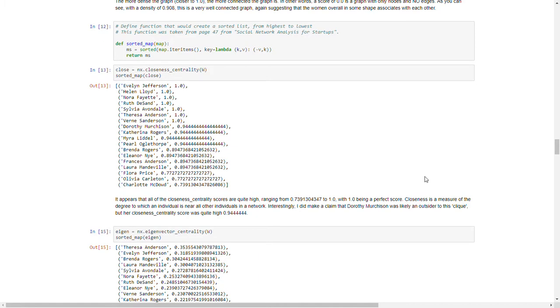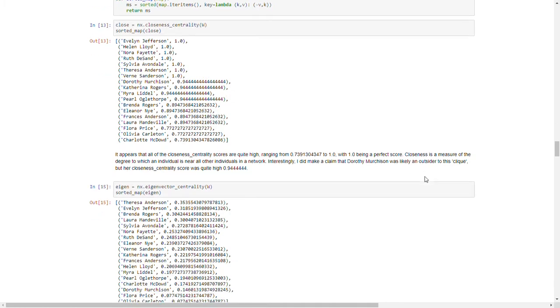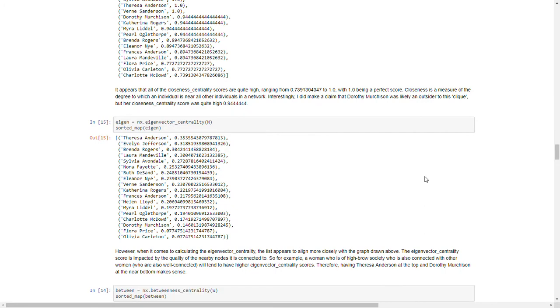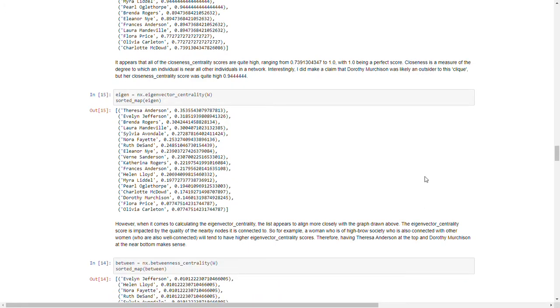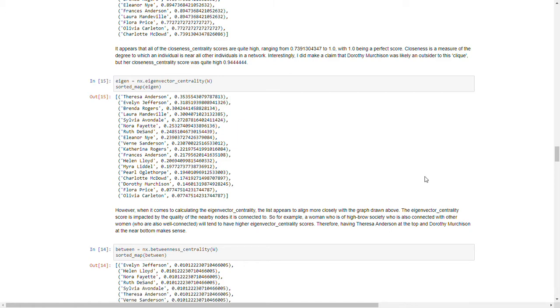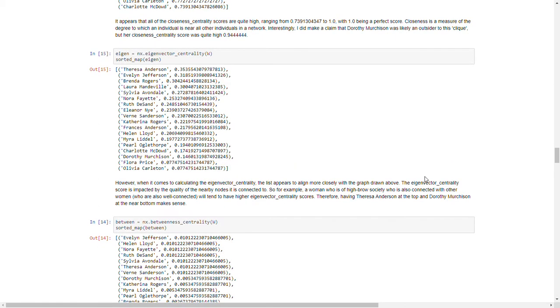So previously, we made the claim that Dorothy Murchison was an outsider to the clique, but her closeness centrality is pretty high at 0.94. So if we calculate the eigenvector centrality, it appears more closely aligned with the graph drawn previously. The eigenvector centrality is impacted by the quality of the nodes it is connected to. So a woman who's fairly high up in society and connected with others in high society is going to have a higher eigenvector centrality than those that are near the bottom.